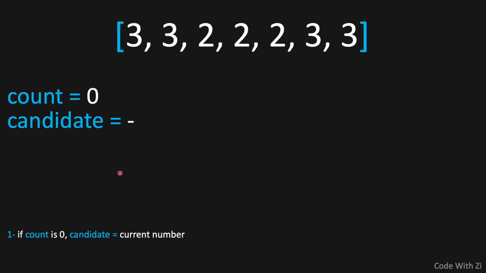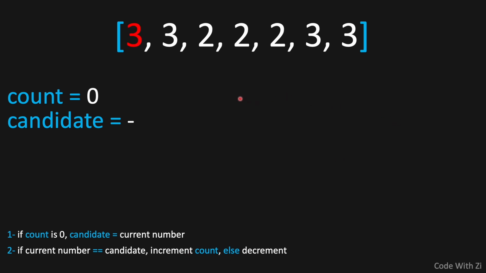I'm glad you asked. The first one is, if count is 0, candidate is equal to current number. Now, if something's foggy, don't worry, because I'll visualize everything so you can actually see it with your own eyes. And then the second one is, if current number is equal to the candidate, increment count, else decrement. Now, let's see what this means.